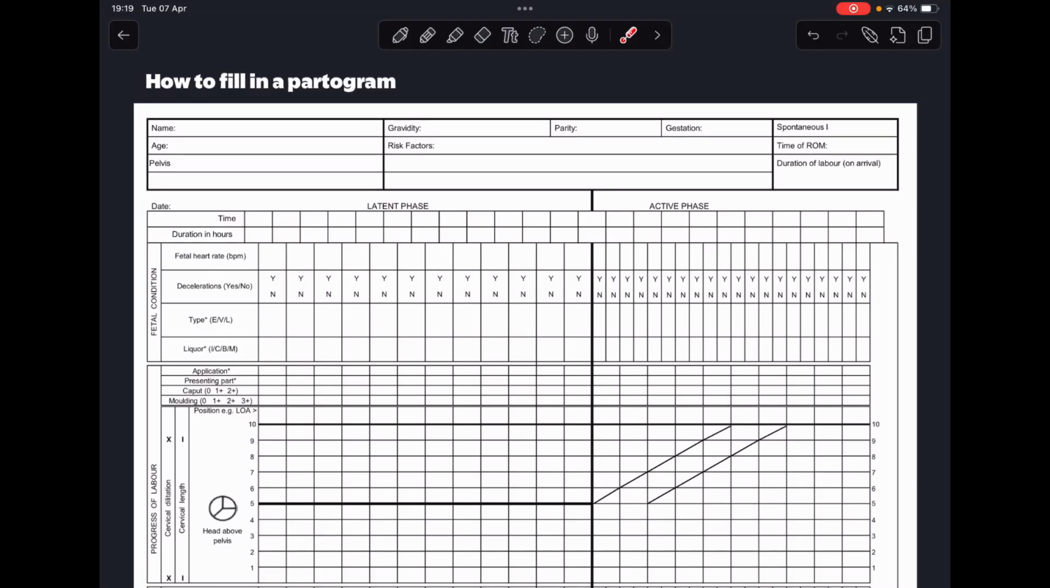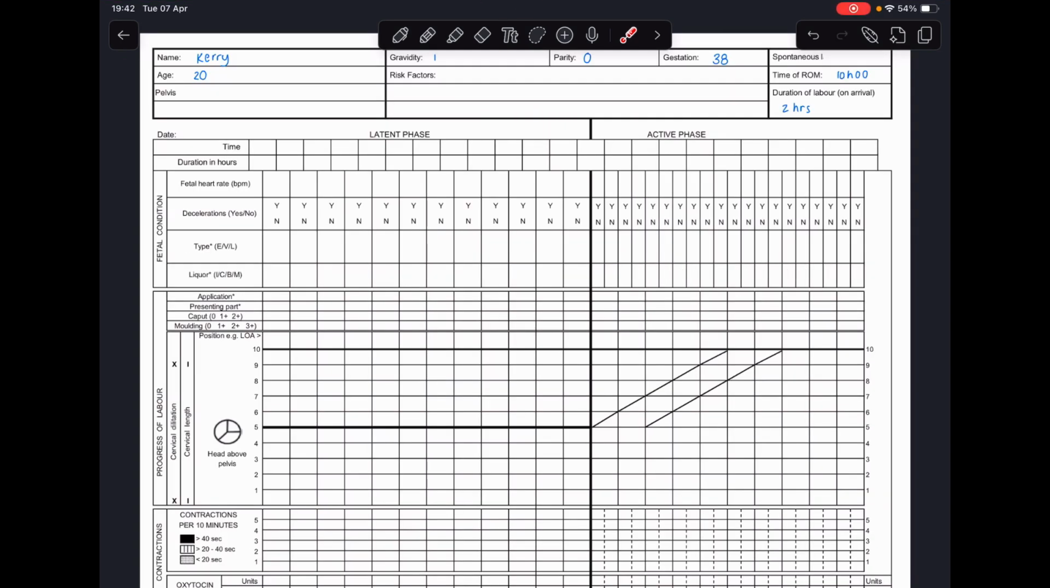This video provides a basic tutorial on how to complete the different components of a partogram using a clinical scenario. Starting off with the patient's details, this will be filled in right at the top, like so. Date of partogram completion should also be documented. Moving on to the latent and active phase of labor.